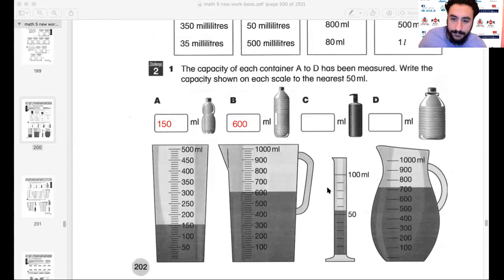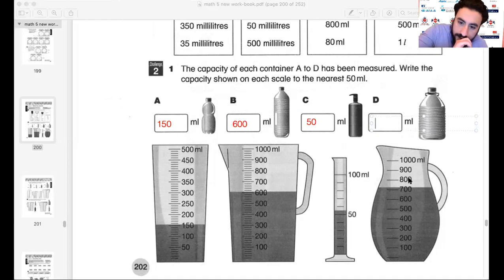What about C? This is 50: 10, 20, 30, 40, 50. It's greater than 50, but he's talking about the nearest 50, so it's going to be 50 milliliters. Okay, the last one, Yassine, what about letter D? 100, 200, 300, 400, 600, 700. So it's going to be 700.